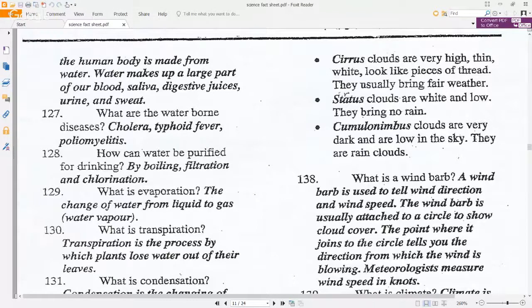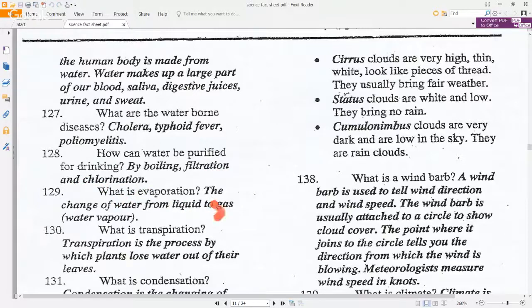All right, we continue. What are the waterborne diseases? So the waterborne diseases are cholera, typhoid fever, and poliomyelitis. How can water be purified for drinking? By boiling, filtration, and chlorination.